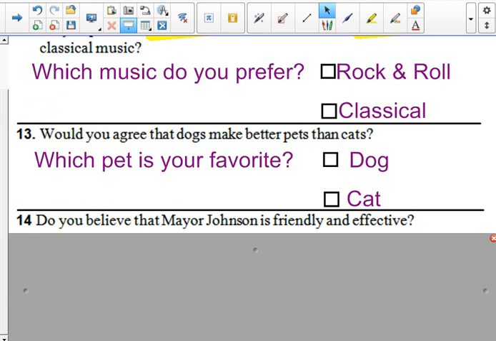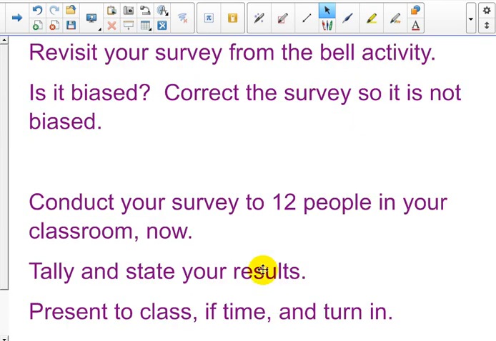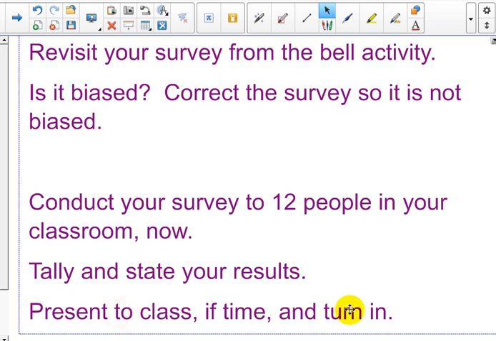Okay, then I want you to go back to your survey question and see if you need to rewrite it and remove any bias. Make sure it's a good question now that we know how to survey. And conduct your survey to 12 people in the classroom. Okay, tally and state your results. We won't have time to present, but we will turn it in. So if you don't finish in class, you can turn it in first thing tomorrow, but you'll have to get 12 people throughout the day to take your survey, okay? And I don't expect 12 sheets to show the results. You're going to ask and just take a tally, right?